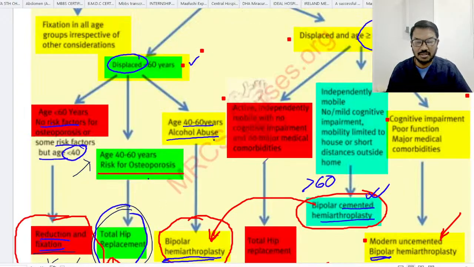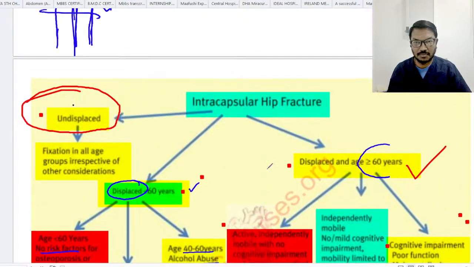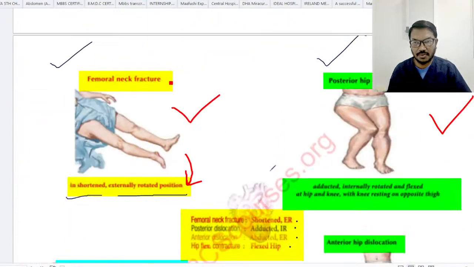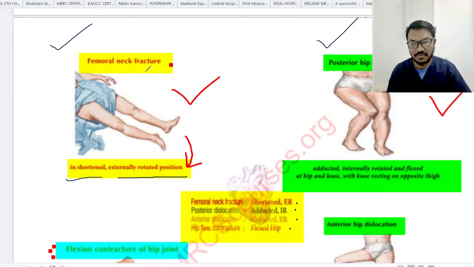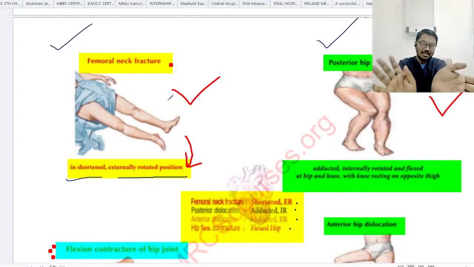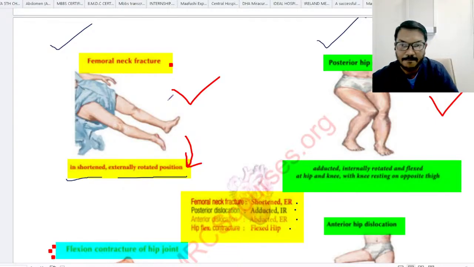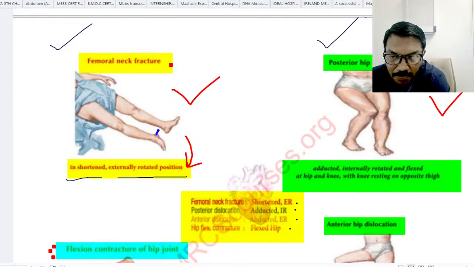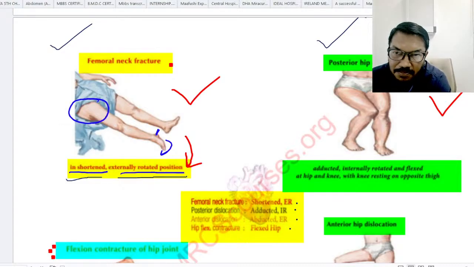It is clear. From here you will get minimum two or three questions. Femoral neck fracture: if a patient comes to you on a stretcher, the leg will be externally rotated. Suppose this is both feet, so this foot will be something like this. It will be externally rotated and it will be shorter. See the distance? It is shorter and externally rotated. By seeing, you will see deformity.